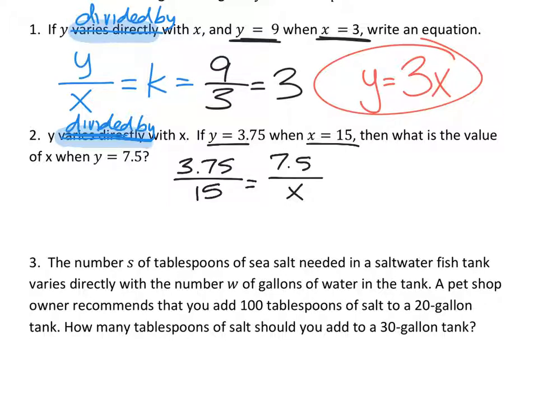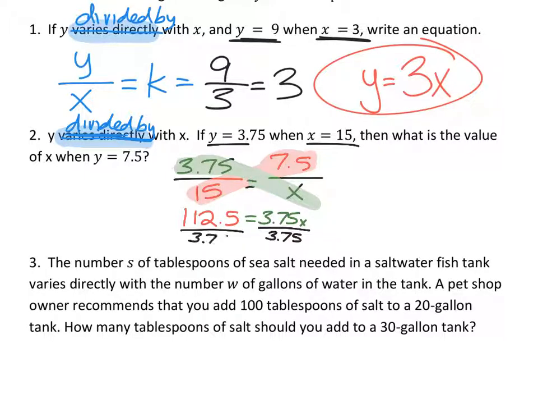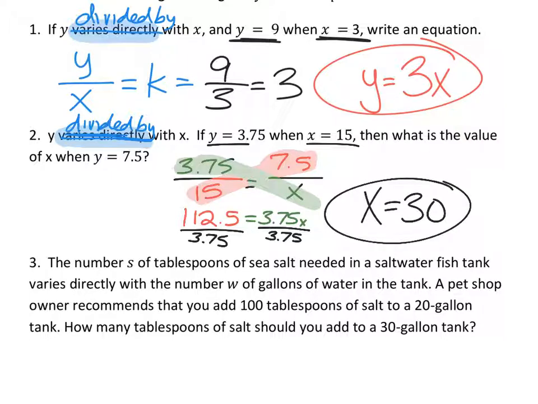This is the butterfly method. So here, help me out. We multiply this direction. What's 7.5 times 15? 112.5. And then I multiply on the other side. What's 3.75 times x? Right on. Y'all are cranking this out. So then after that, I divide by 3.75 on both sides. That's it. Cross multiply and divide.